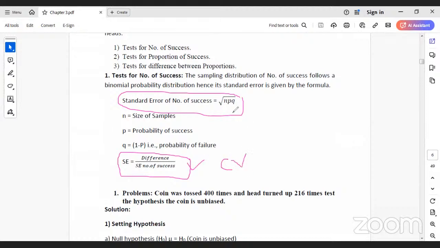So here N is the size of sample. P stands for probability of success. For example, you toss a coin. The outcome is called a head or tail. That is a success. See, first imagine that I am tossing a coin. I want to get head, but sometimes we are going to get tail. So the outcome is called the probability of success. Then Q is the probability of failure. So we'll see the problem.